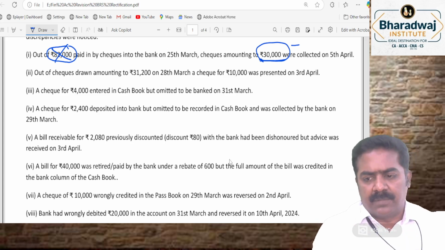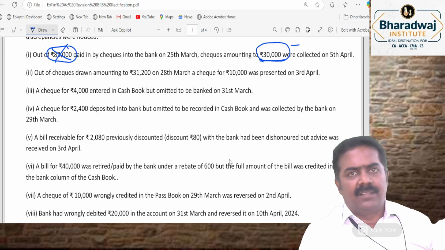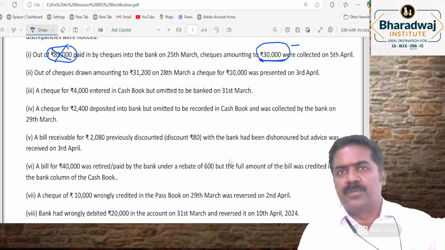Minus 30,000. Do you understand why minus 30,000? We have added that 30,000 also. Bank has not added within the 31st March, so reduce it.